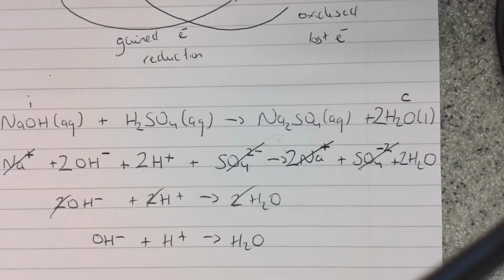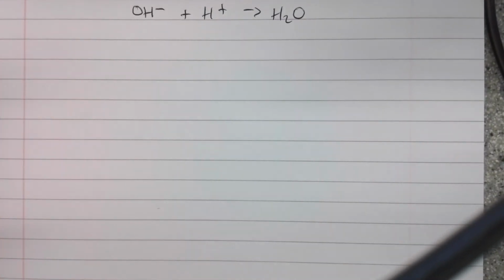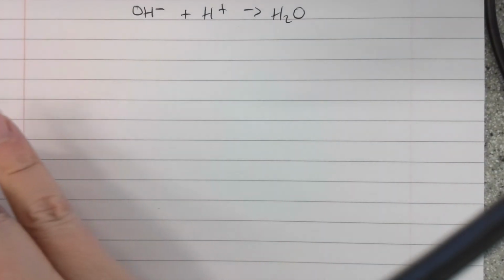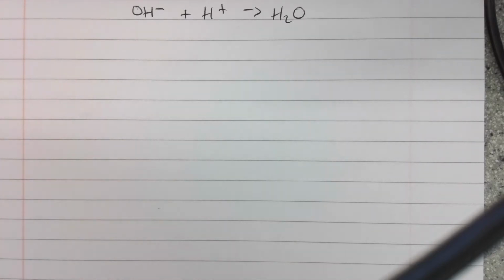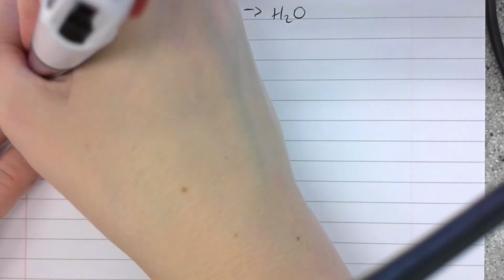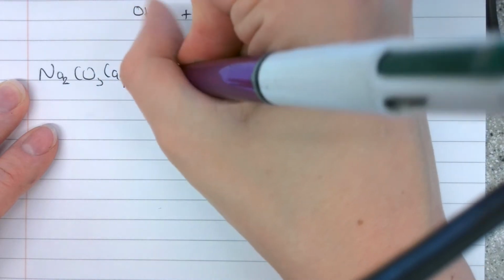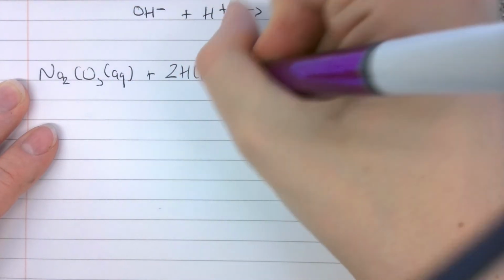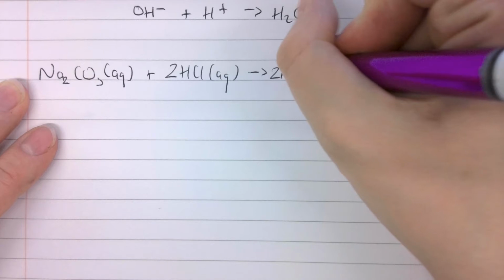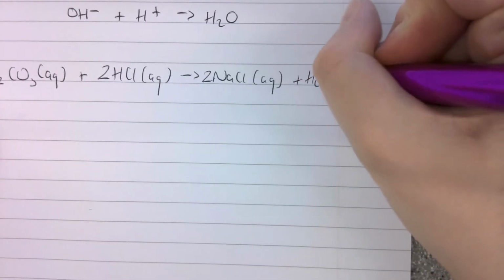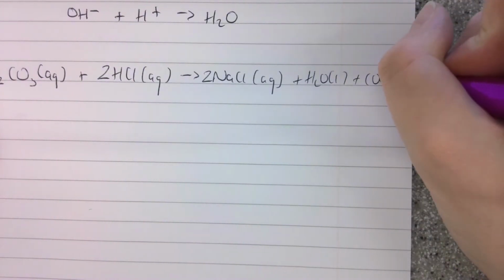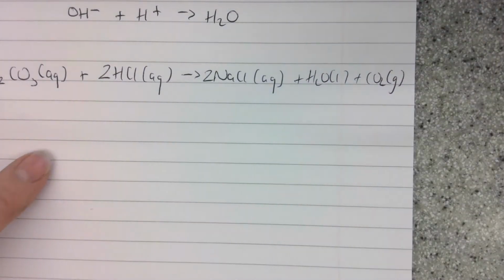If we look at another example, I'm going to do a slightly harder one. I'm going to take Na2CO3, sodium carbonate, aqueous, 2HCl, aqueous, 2NaCl, aqueous, H2O, which is a liquid, and CO2, which is a gas. So this is another example of a neutralization reaction.